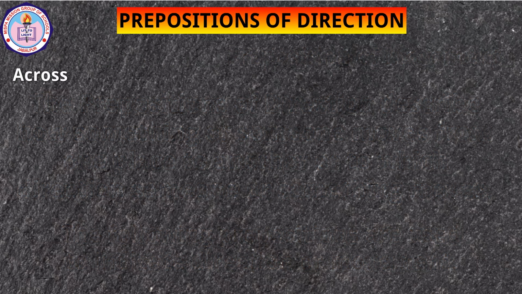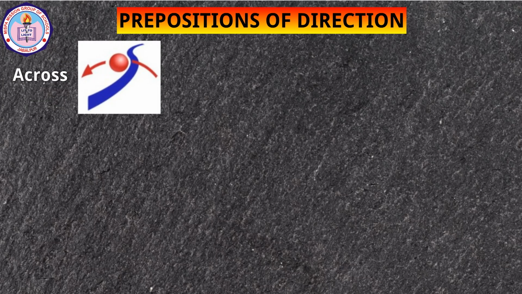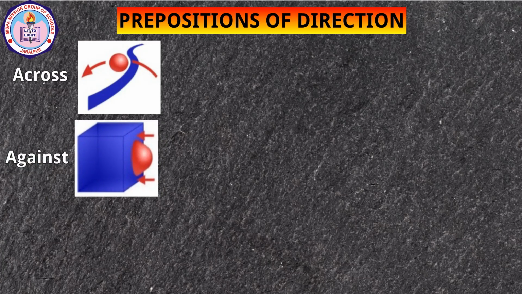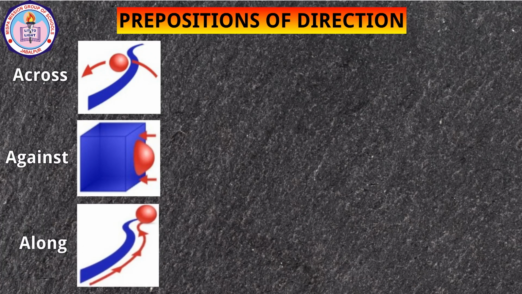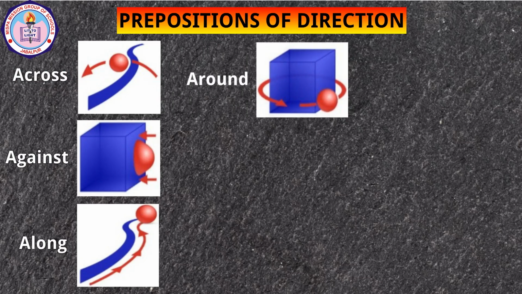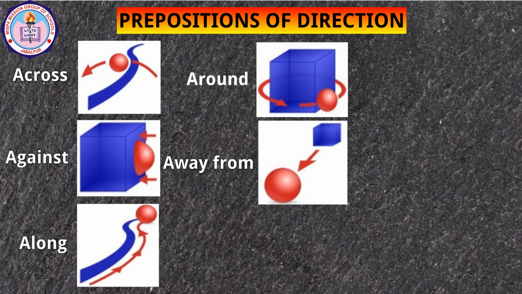Across. The red ball bounced across the blue line. Against. The red ball rolled against the blue box. Along. The red ball is rolling along the blue line. Around. The red ball is rolling around the blue box. Away from. The red ball is rolling away from the blue box.